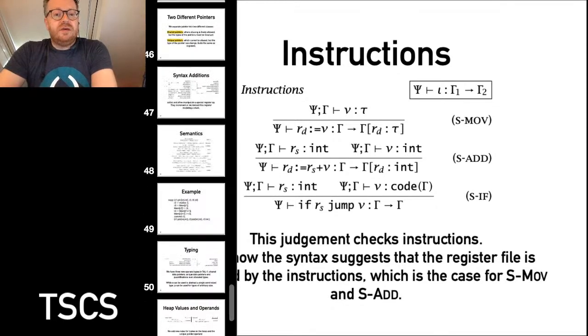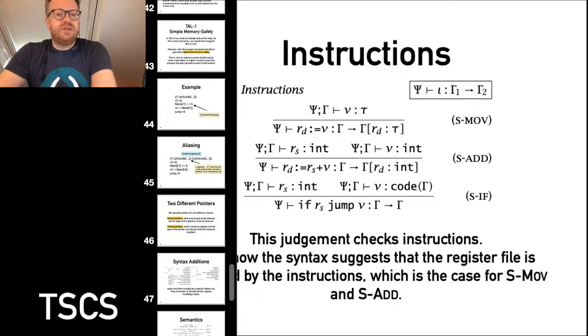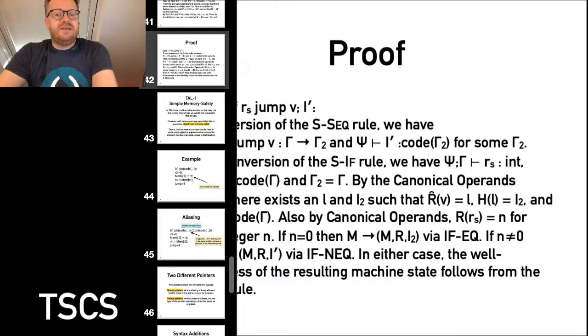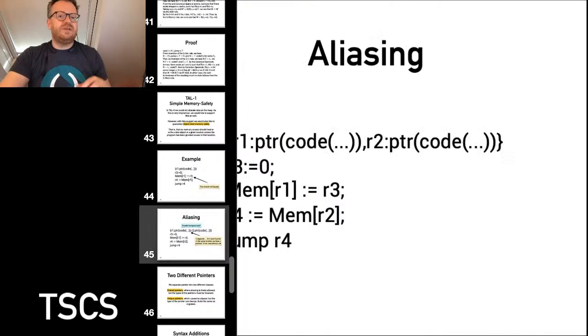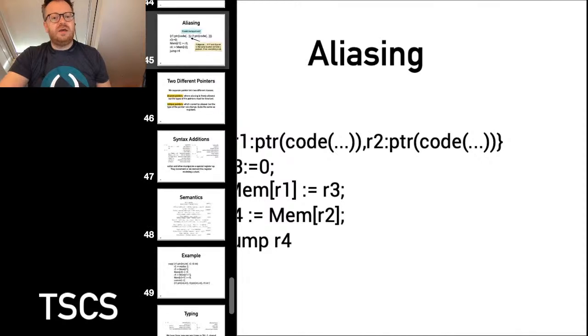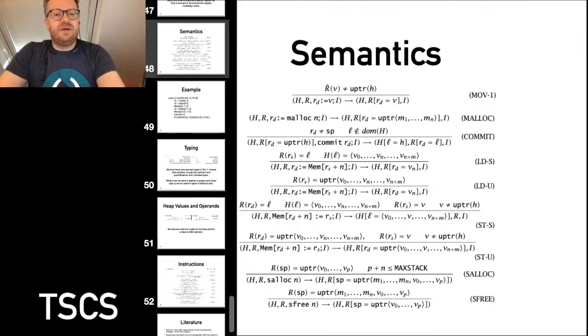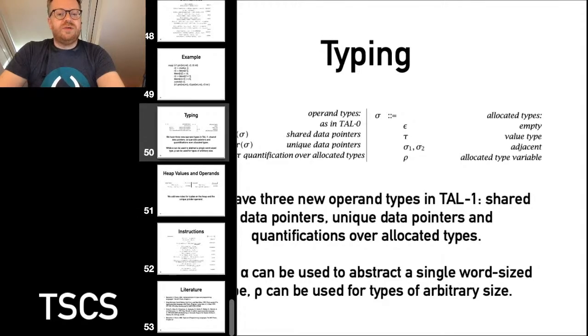And then we did a little bit of a proof today to actually show that this is type safe, and we've seen that this is pretty mechanical. And then we extended to memory safety, so not being able to read and write data objects unless we're granted access to that. We've seen that aliasing might be a problem here, and we did this again by constructing unique and shared pointers, and the semantics and the typing of things are constructed in a way that we could not do this.